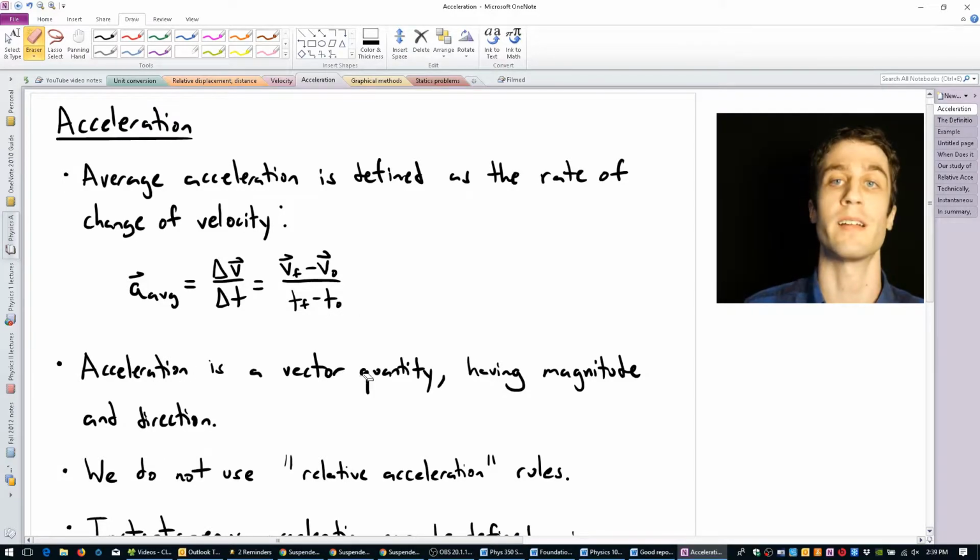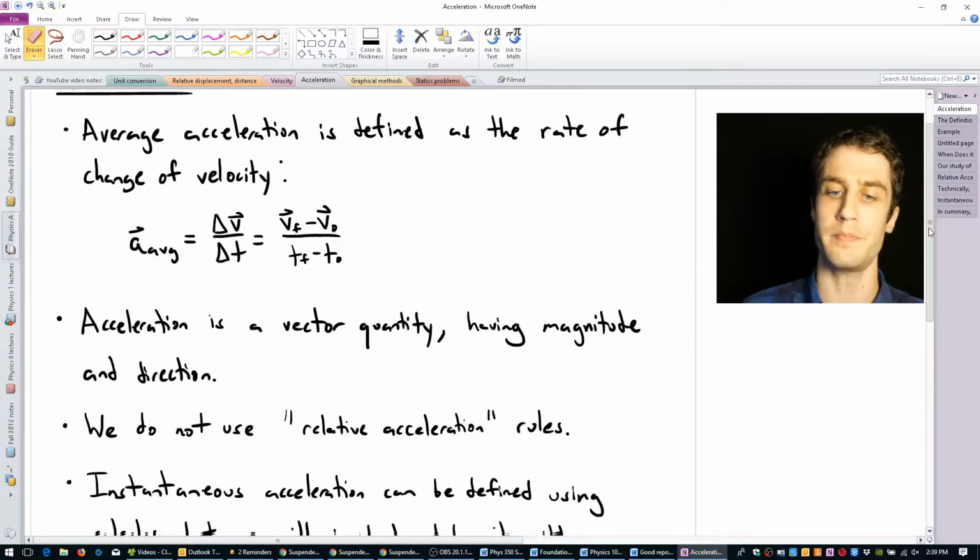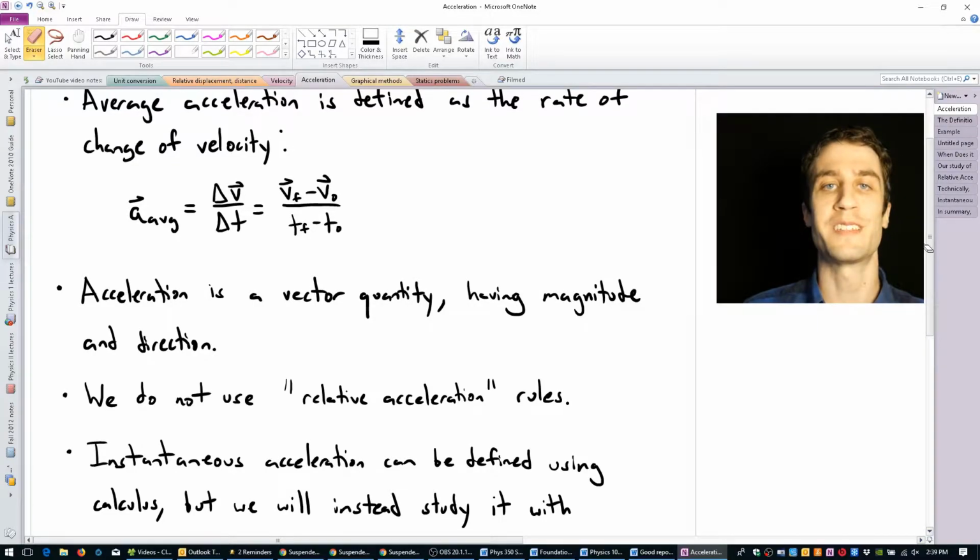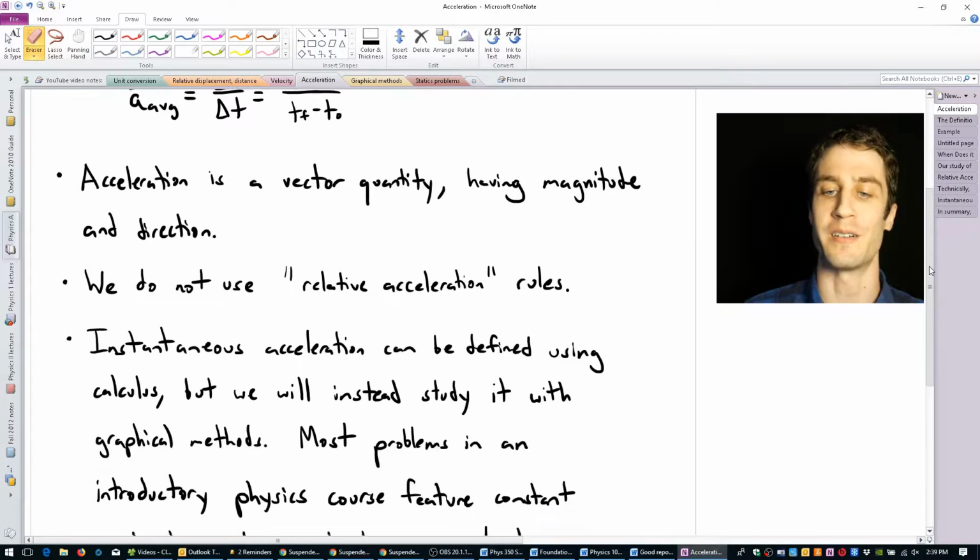As I just mentioned, acceleration is a vector quantity having magnitude and direction. You can see it's because we divide a vector by a scalar. We don't use relative acceleration rules. I'll say a little bit more about that later on.